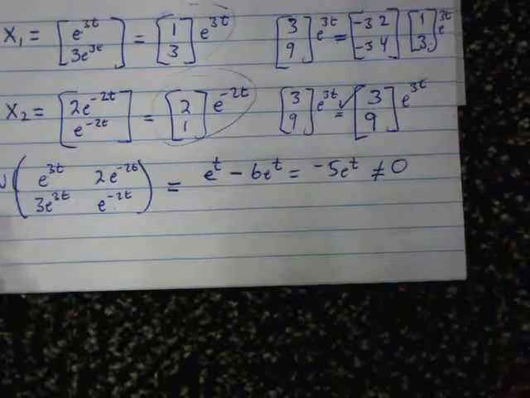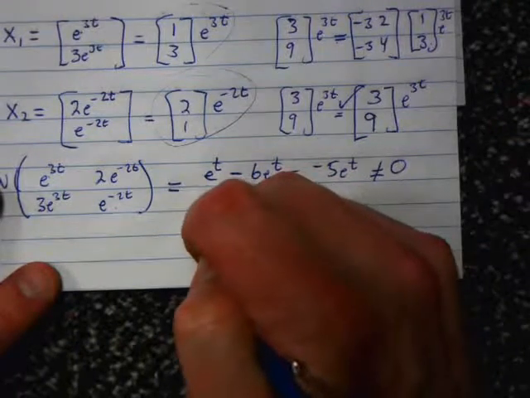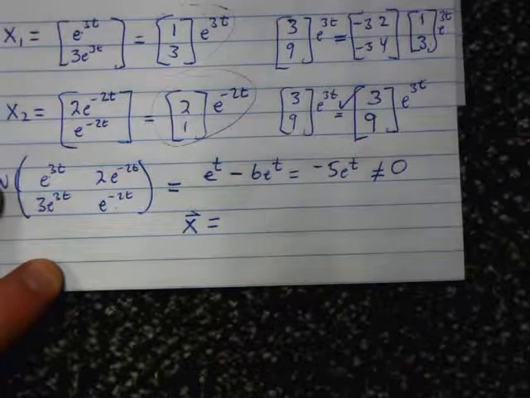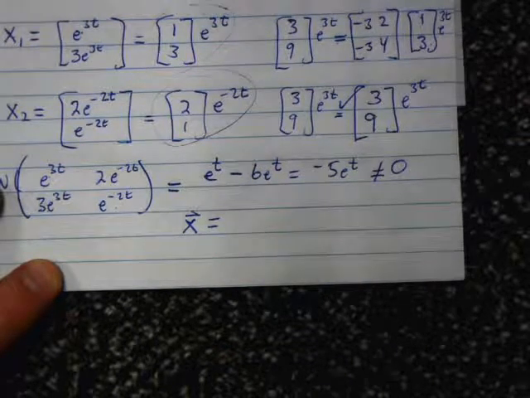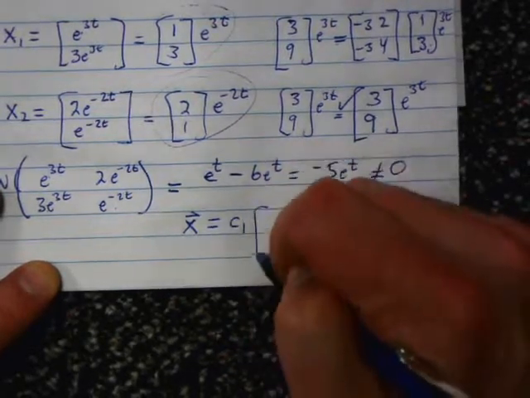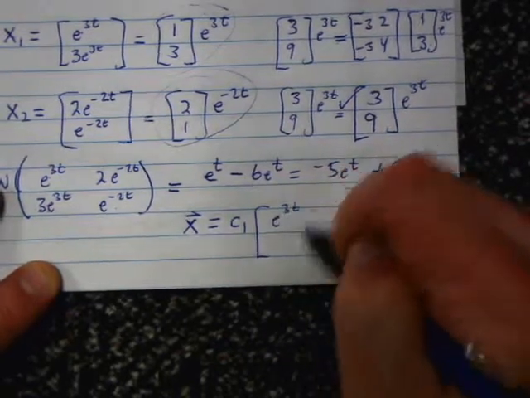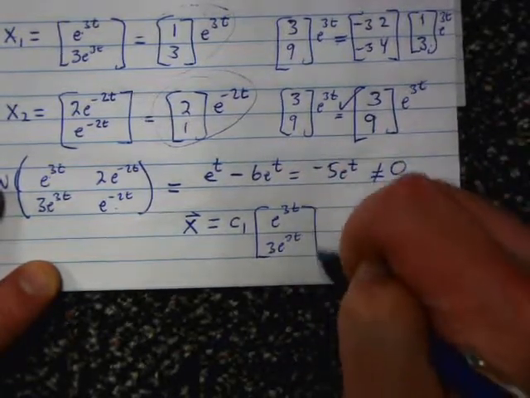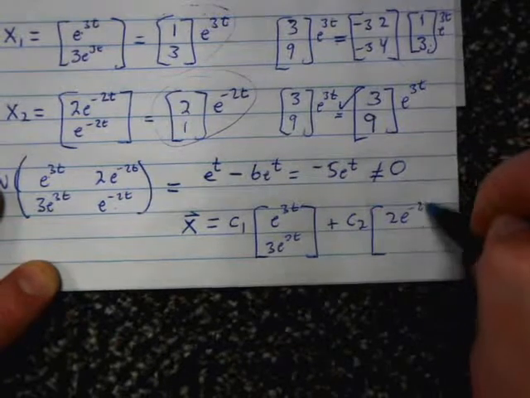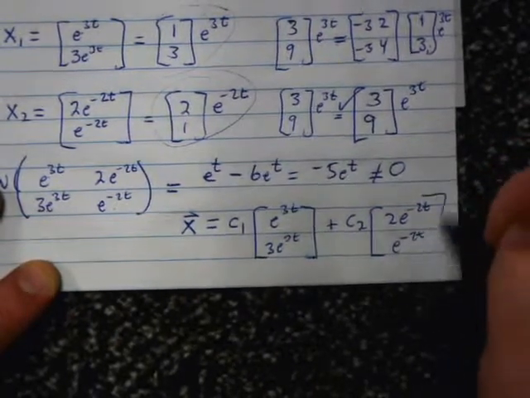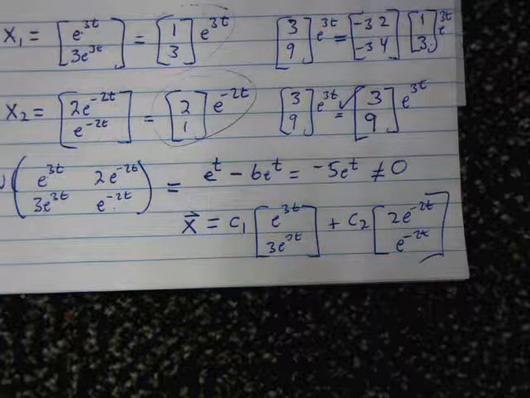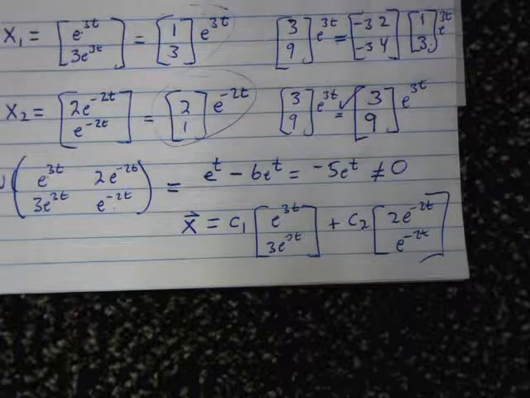Finally, the general solution to this equation would be x equals, what would it be? We would have C1 times e to the 3t, 3e to the 3t, plus C2 times 2e to the negative 2t, e to the negative 2t. Questions on that?